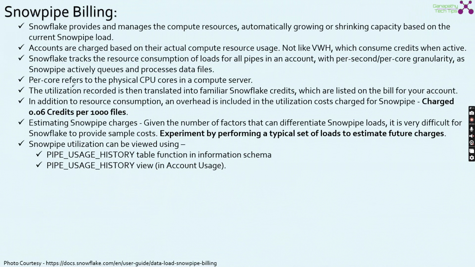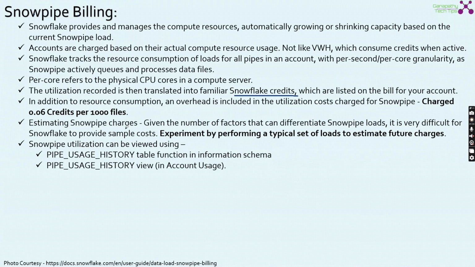As simple as it is, per core refers to physical CPU cores in the compute server. The utilization recorded is then translated into familiar Snowflake credits which are listed on the bill of your account. In addition to the resource consumption, an overhead is included in the utilization cost charged for Snowpipe, charged at 0.06 credits per 1000 files. So there is an additional cost apart from your regular cost. For every 1000 files processed, Snowflake will be adding 0.06 Snowflake credits.